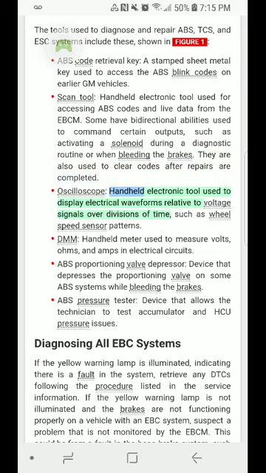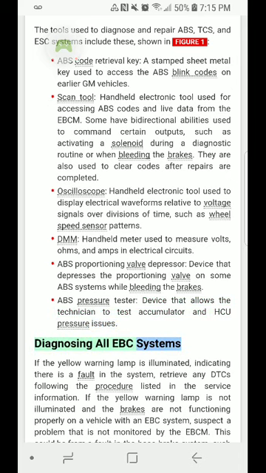Oscilloscope: handheld electronic tool used to display electrical waveforms relative to voltage signals over divisions of time, such as wheel speed sensor patterns. DMM: handheld meter used to measure volts, ohms, and amps in electrical circuits. ABS proportioning valve depressor: device that depresses the proportioning valve on some ABS systems while bleeding the brakes. ABS pressure tester: device that allows the technician to test accumulator and HCU pressure issues.